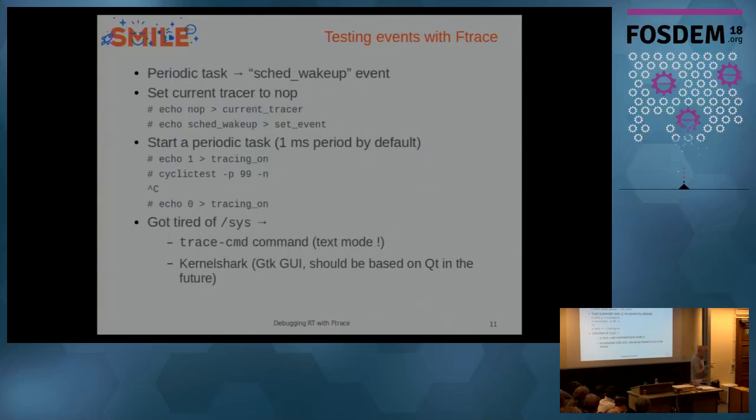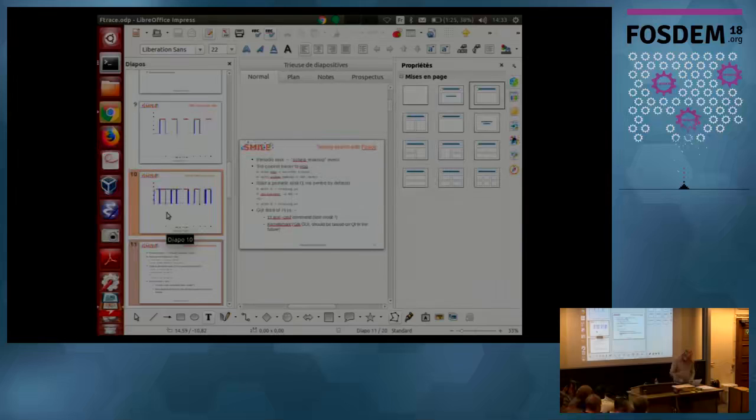So if you want to test events in real time with Ftrace, there is one way to use a sched_wakeup event. So you set nop as the current tracer. It's not the same way of tracing. And so you put sched_wakeup in set_event. You activate the trace. You start an example, cyclictest, which is an example of the rt-tests package, which generates some threads with priority, etc. It's just like this. I can show you a demo.